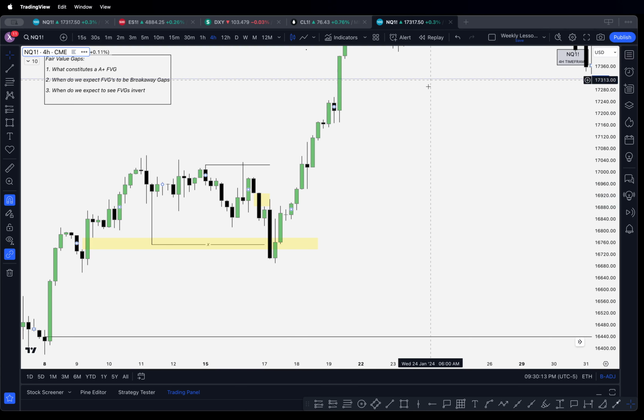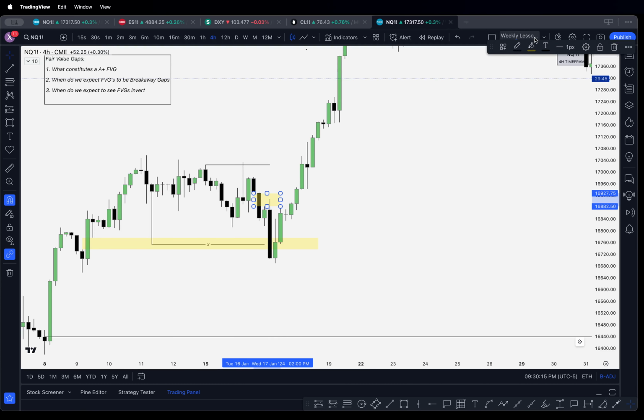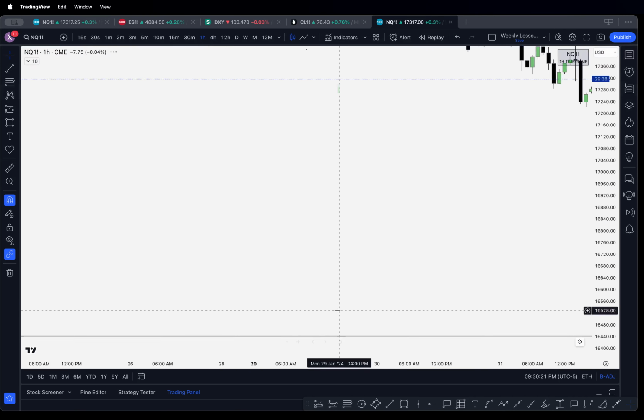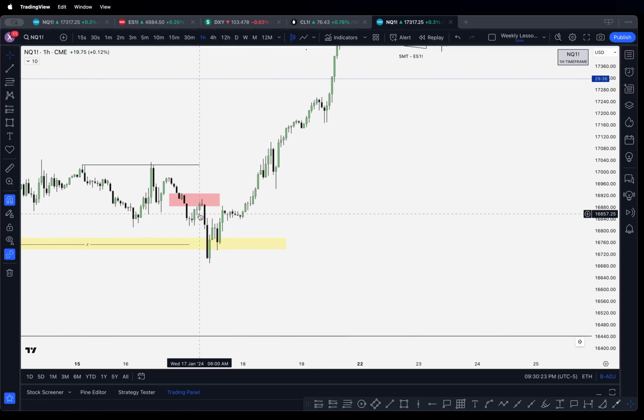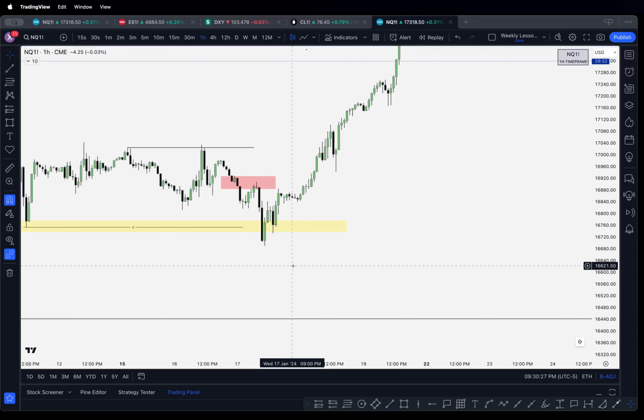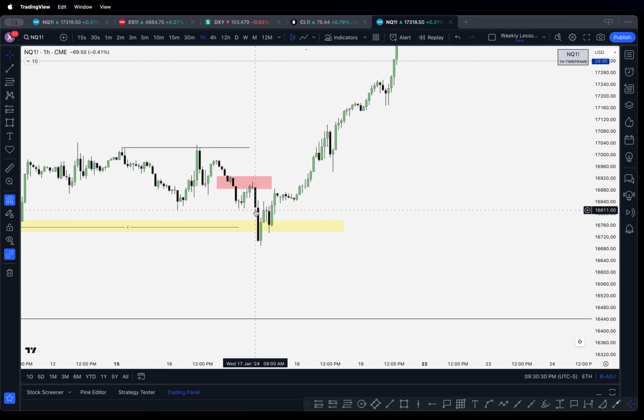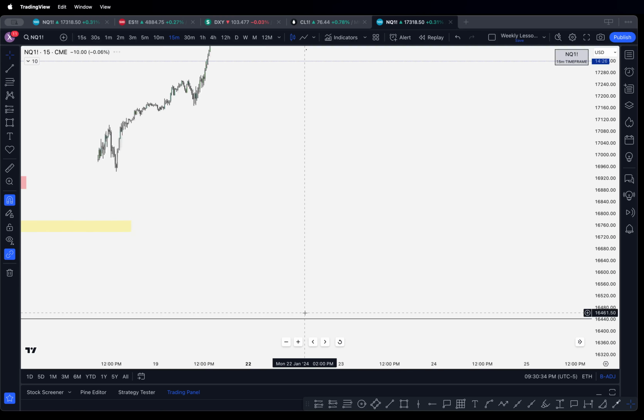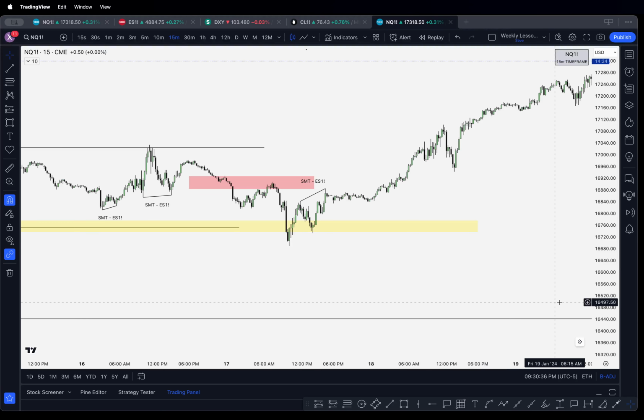Compare that fair value gap with this one. What's happening in this fair value gap? The minute we tag it, displacement. You can obviously see in hindsight, but let's look at a lower time frame like the hourly chart. Do you see the difference? Essentially, the candle after we tag it, we get a break of structure to the downside. Let's look at a 15-minute chart. That's what you want to see.